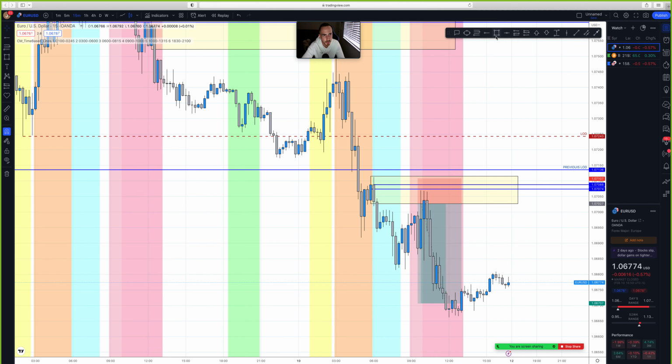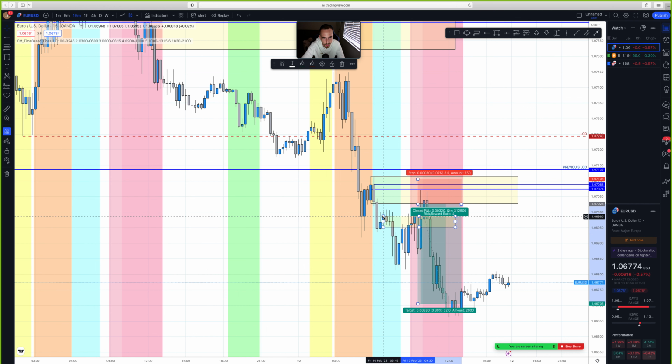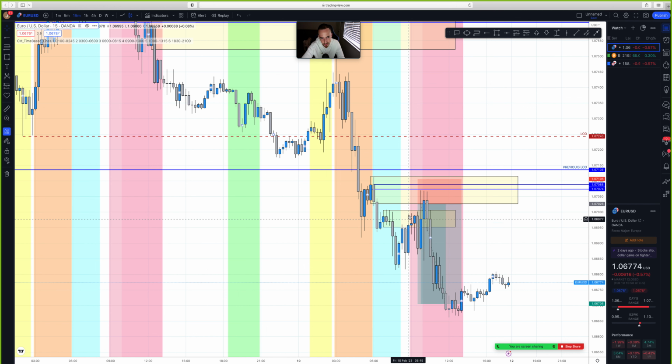What is going to happen if we would have taken our entry from right here? Price would have literally taken us out right here in this area, and then hit our stop loss, and then played out, and they're like, oh, the market's after you. But no, you just literally don't know how to trade.